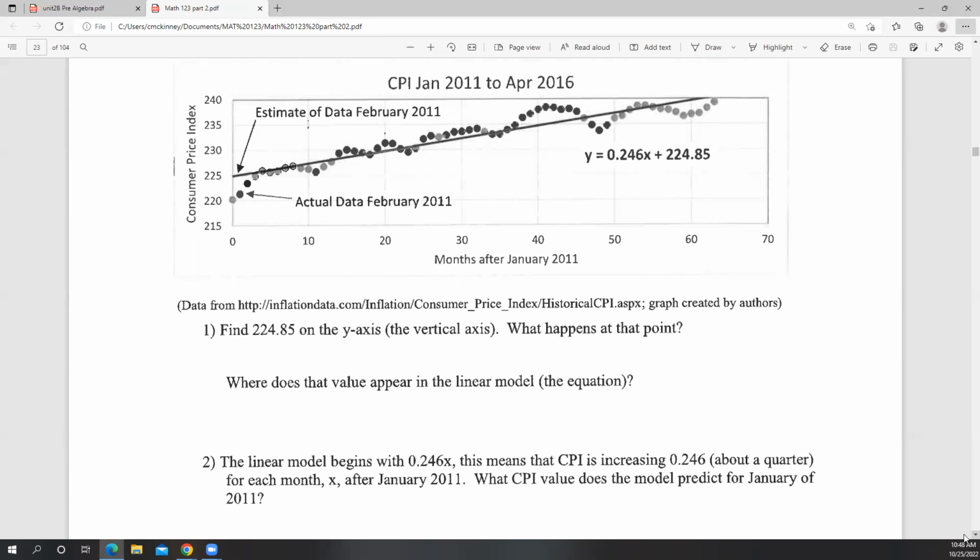So if I wanted to know what value the model predicts for this time, I would put a 0 in because that's 0 months after, and it would be the 224.85 because 0 times 0.246 is just 0.